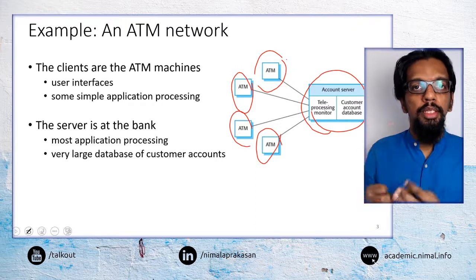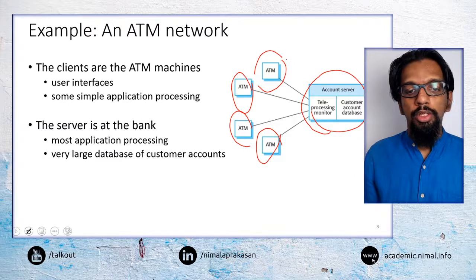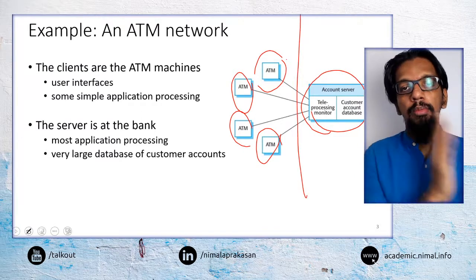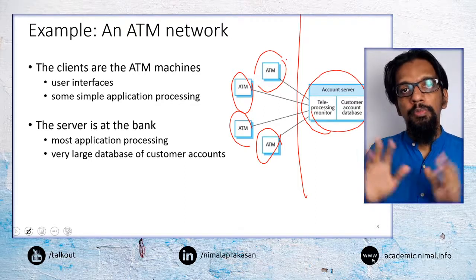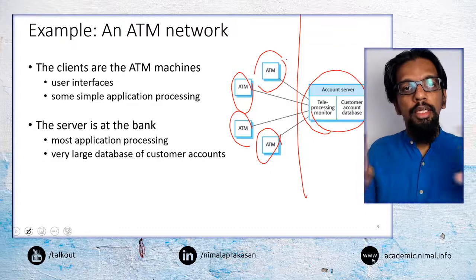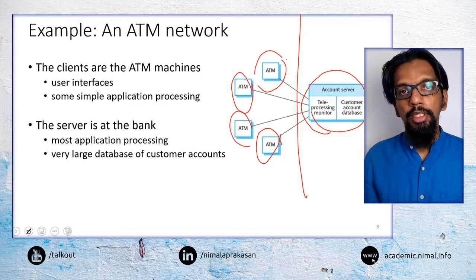Then only it can make a decision how much money it can pay you, say if you are withdrawing some money. So that server will be on the bank side and the ATMs will be on the client side. So this is again an example of how this client server model can be set up, a basic way of setting up this client server model.